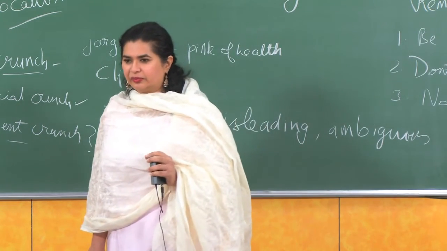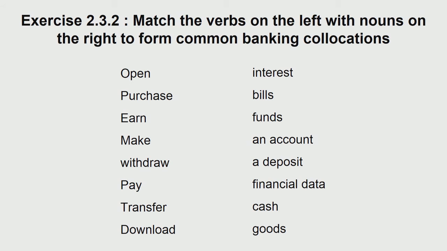Now, here is another exercise for you, look at the slide here. Match the verbs on the left with nouns on the right to form common banking collocations. Open, purchase, earn, make, withdraw, pay, transfer, download. Interest, bills, funds, an account, a deposit, financial data, cash, goods. You withdraw cash, you open an account, right? I am giving you examples. So, see how you collocate different words. You pay bills, you earn interest.